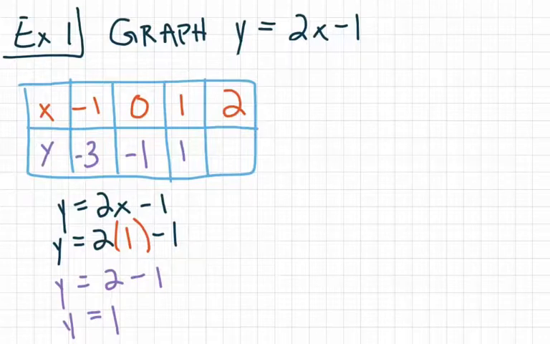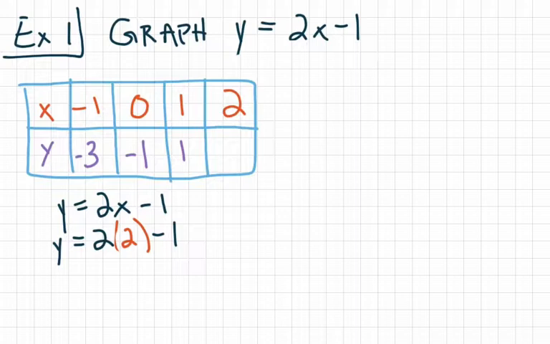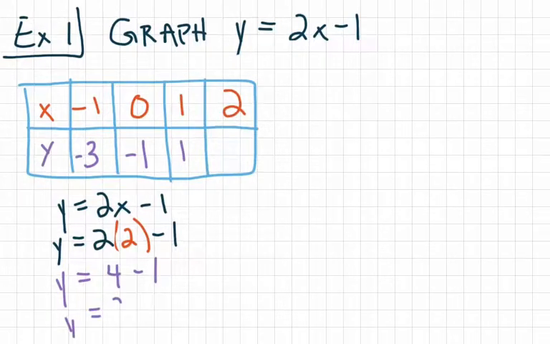My final value for x that I'm going to substitute in is going to be 2. So when I substitute 2 in for x, y equals 2 times 2 is 4. Bring down the minus 1. 4 minus 1 is going to give me y equals 3. So my final value for y will be 3.